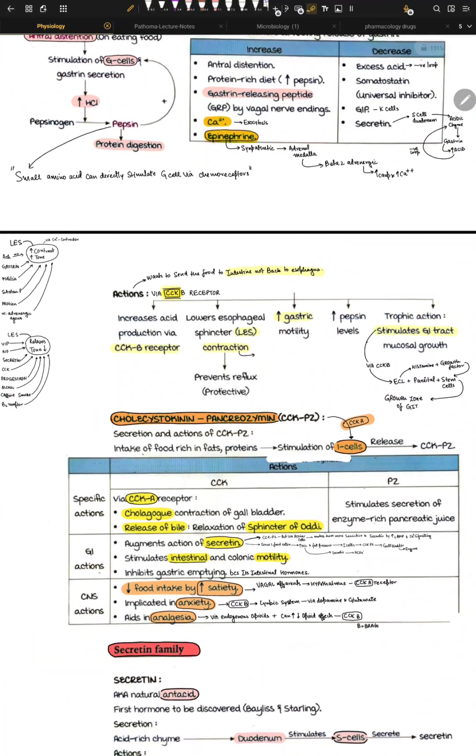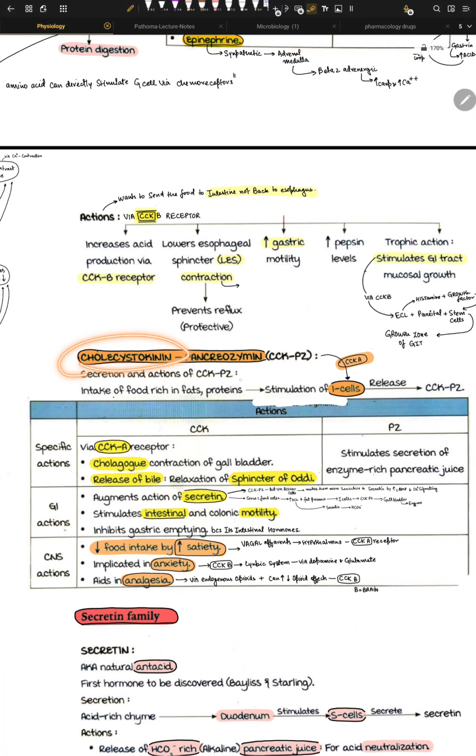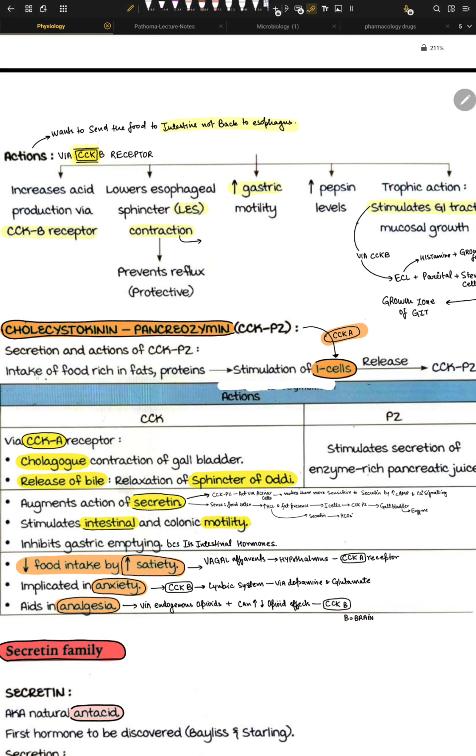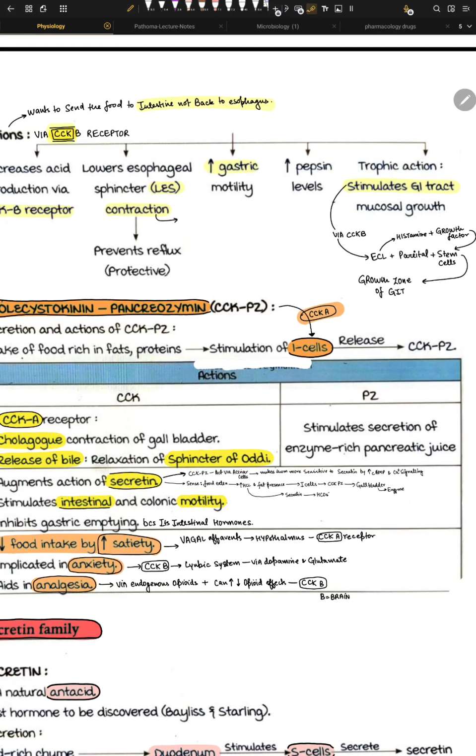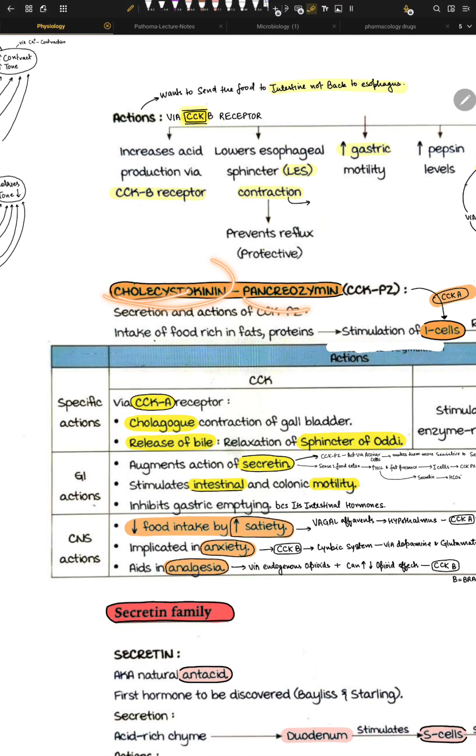Cool? Okay, so here we have cholecystokinin, pancreozymin. One thing I know is that its release results in contraction of the gallbladder. That's very important. Gastrin was working via CCKB, and cholecystokinin-pancreozymin works via CCKA receptors. What happens is that when we eat food that is rich in fat or protein, this fat and protein is sensed by the I cells present in the duodenum. Once it senses that you have eaten something fatty, it leads to the release of cholecystokinin-pancreozymin.